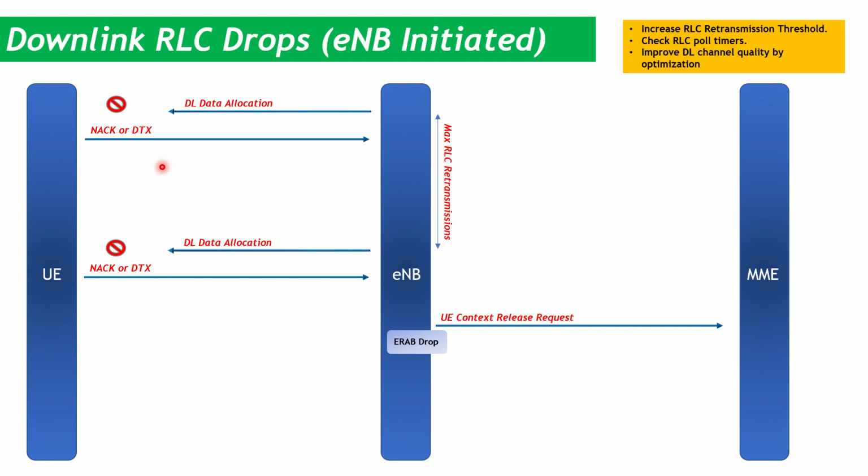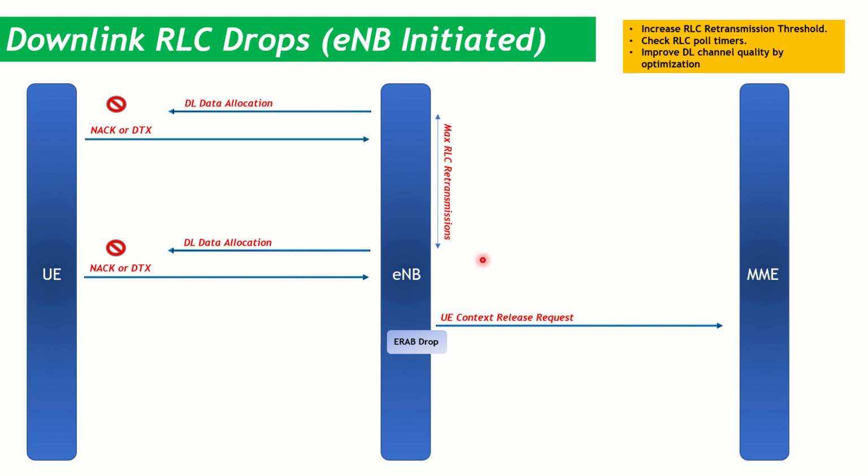Now, how to optimize that? One of the easiest ways would be to just increase the RLC retransmission count. So if let's say we have set it to 8 and we make it 16, that means eNodeB will wait longer. It will retransmit at RLC layer many more times. Instead of 8, it will retransmit 16 times. So there is the probability that the UE might not fail and it might even decode it, let's say at the 10th retransmission, so it will not have a drop. So with an increase of RLC retransmissions, you can actually improve this KPI.